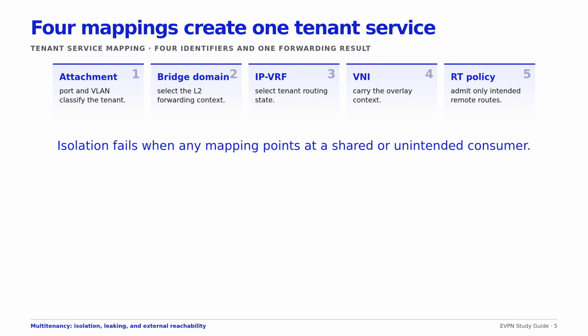A usable tenant service has 4 linked allocations. The tenant maps to one or more VRFs. Each VRF has explicit import and export route targets. Each MAC VRF maps a bridge domain to an L2 VNI. Each IP VRF maps routed overlay traffic to an L3 VNI.